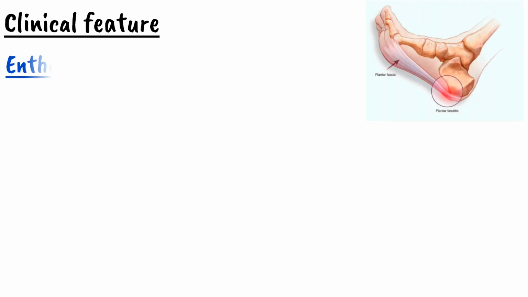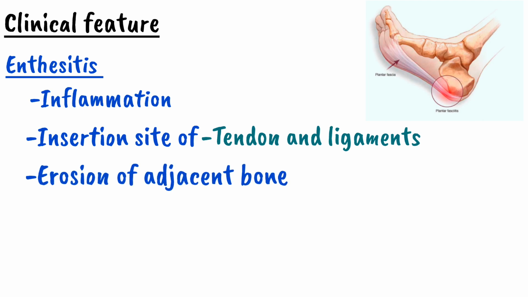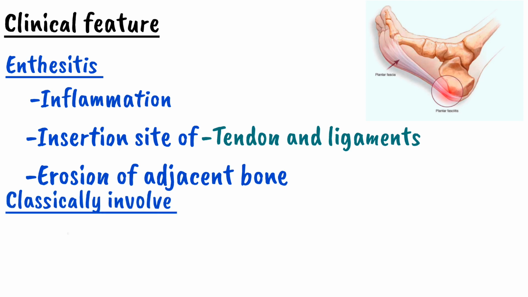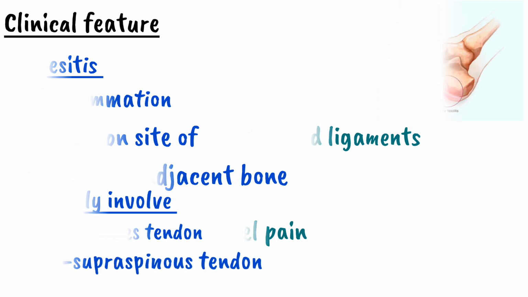Apart from the spine, ankylosing spondylitis also causes enthesitis. Enthesitis is inflammation at the insertion site of a tendon and ligament. Due to inflammation, there will also be an erosion of the adjacent bone around the tendon and ligament. It is also a common presentation, and it classically involves the Achilles tendon. So due to involvement of the Achilles tendon, the patient will have heel pain. Apart from the Achilles tendon, it can also involve the supraspinous tendon.